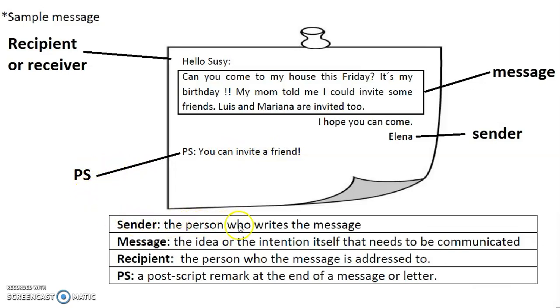Sender is the person who writes the message. If you write the message, you write your name here. You never write your name here at the top, because you are the one that is writing the message, the sender. Now, the message itself, the one that we have in this box, is the idea or the intention itself that needs to be communicated. Recipient is the person who the message is addressed to. In this case, Susie. Okay?